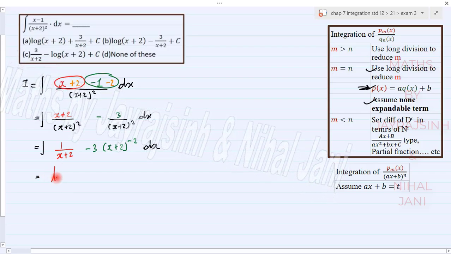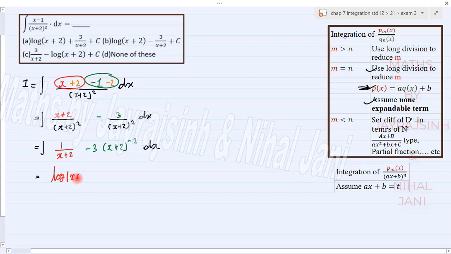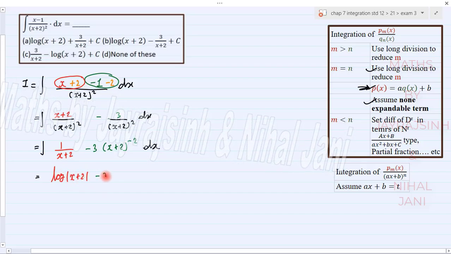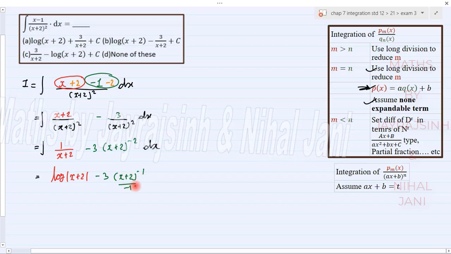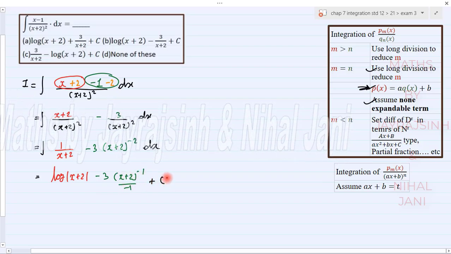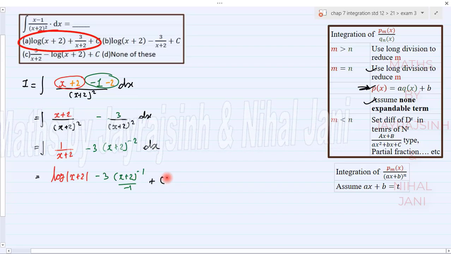Integration of 1 upon x plus 2 is log mod x plus 2, minus 3 (x plus 2) raised to minus 1 upon minus 1, plus c. So tada! This is your final answer.